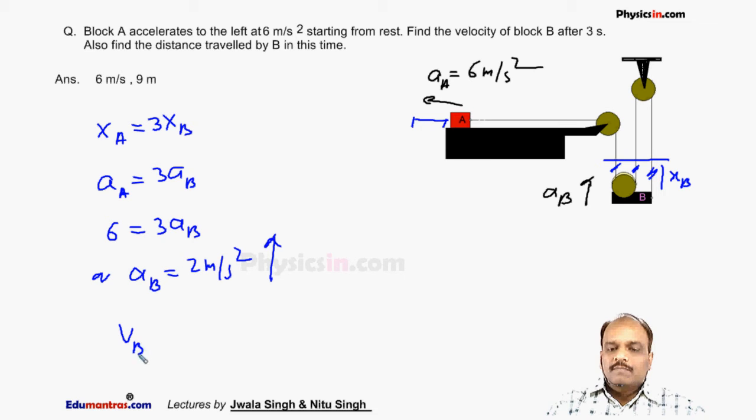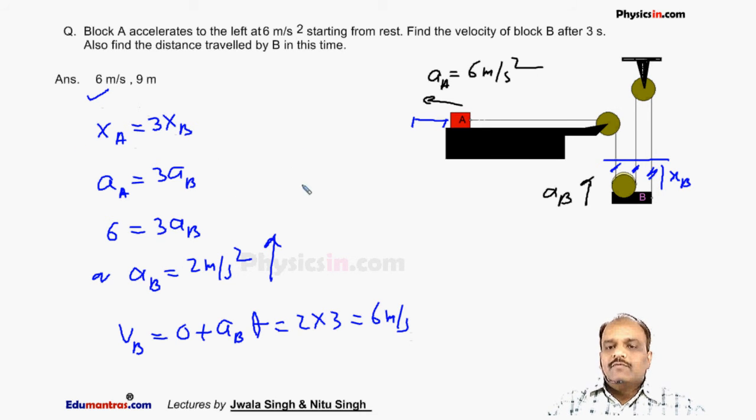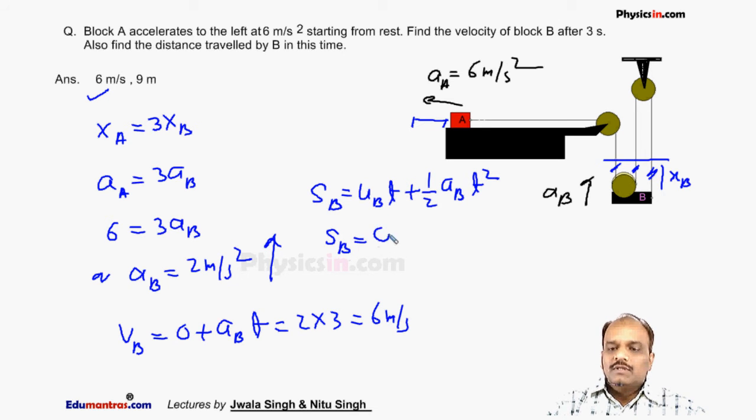Now find the velocity of block B. So we can say velocity of block B is u plus aB into t. So it is equal to 2 into time, which is 3. So this is 6 meter per second. So the first part of the answer is 6 meter per second. And we have to calculate the distance. So distance traveled by B is uB into t plus 1 by 2 acceleration of B into t square. So distance traveled by B is equal to uB, which is 0, plus 1 by 2 into acceleration of B, which is 2, and the time is 3 squared. So it is equal to 9 meter. This is the distance traveled by B.